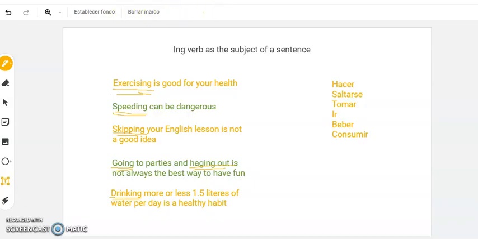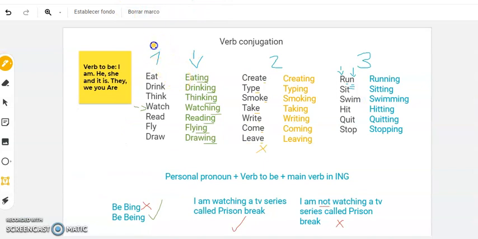We also study the conjugation of the verbs. Remember that in most of the cases you need to add ing to the base form of the verb and that's all. But we have some other rules. For example, if the verb ends in the letter E, you erase this letter. Esa letra se borra y se agrega ing. Tenemos la tercera regla, the third rule, and is the consonant vowel consonant combination. If we have this combination and it is a monosyllable verb, you double the last consonant and you add ing.